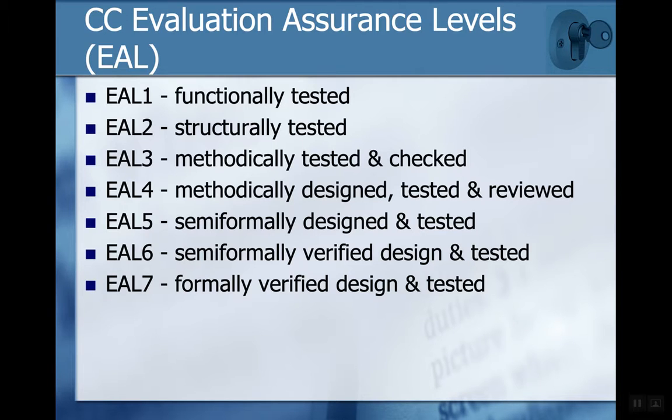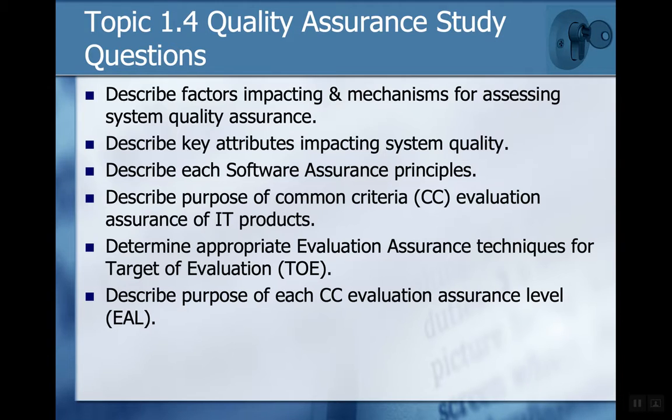And within this evaluation, there are different levels. EAL 1 is the lowest level, being functionally tested. EAL 7 is a formal verification of the design, and tested as well. And that is everything we need to know about quality assurance.